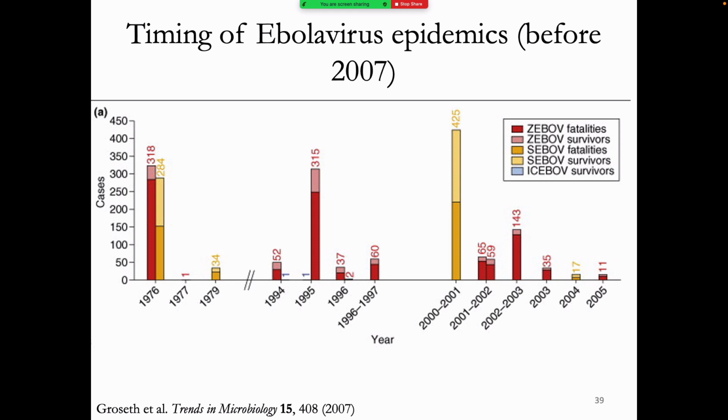And we'll say about 200 of them survived. You can see that there aren't a whole heck of a lot of survivors in most cases. And you can see that the big outbreaks are like 400, 300. That was true until 2014.